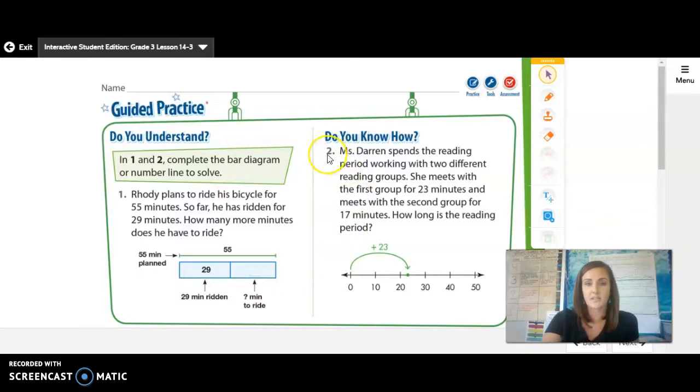Your second question says, Miss Darren spends the reading period working with two different reading groups. She meets with the first group for 23 minutes and meets with the second group for 17 minutes. How long is the reading period? So they've already put this on the number line and they're jumping. So they already jumped the 23 minutes shown here. So go ahead and please pause this and then we will work these out.